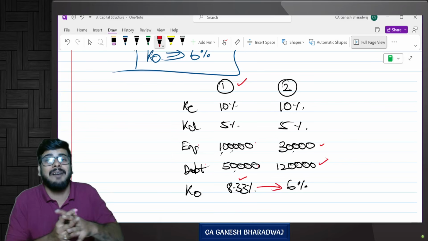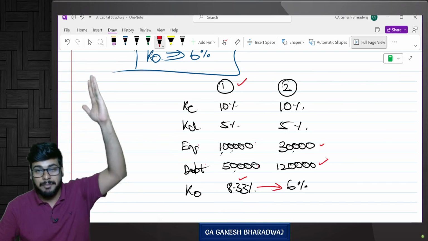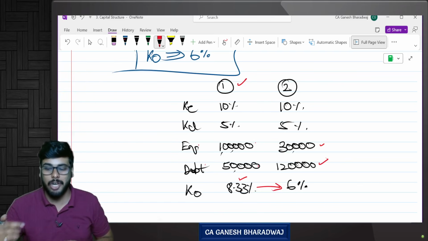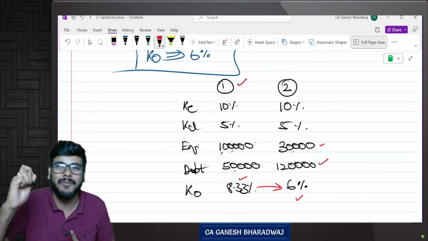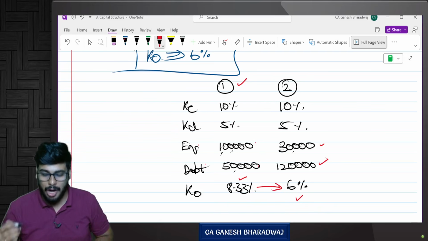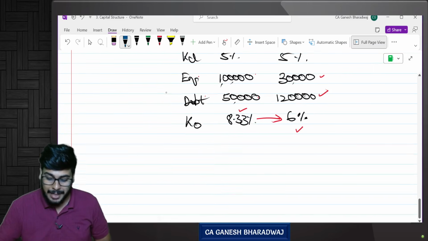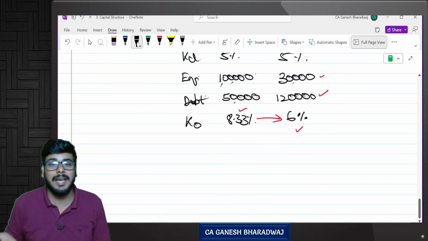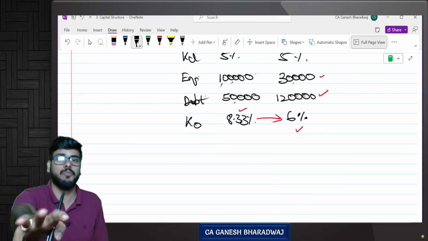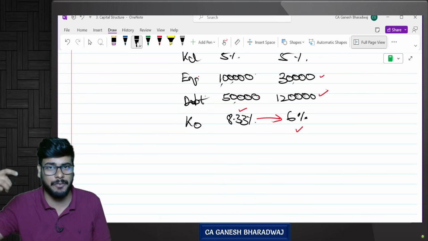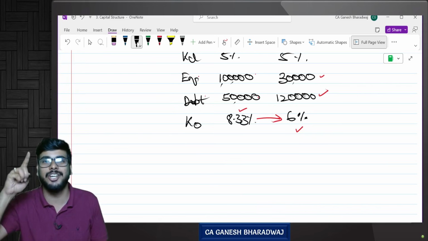Because of this, when I took the average, the overall cost of capital dropped from 8.33 to 6%. Why did it drop? Because in the second alternative, I raised more money from a cheaper source of finance. In other words, can we say that the weight of debt has increased? If you infuse more debt, which is a cheaper source of finance, it will result in a reduction in your KO.